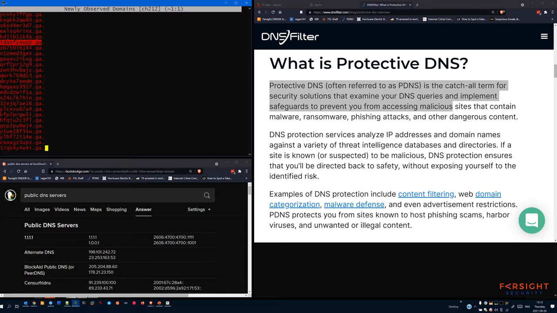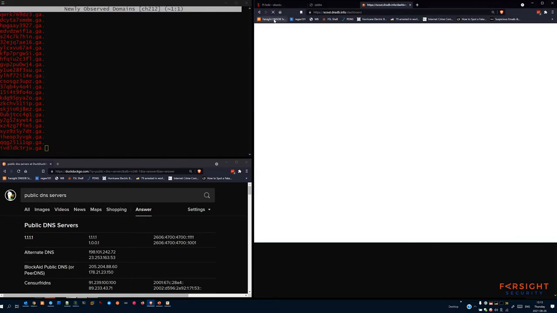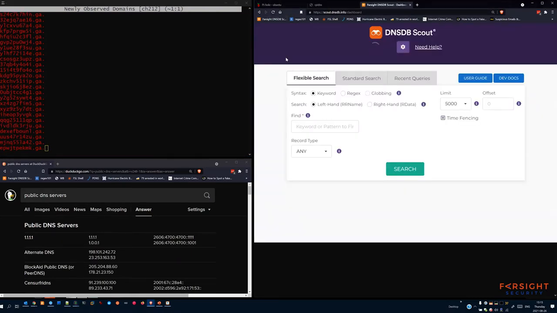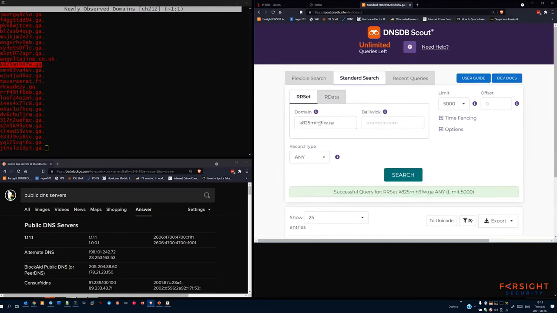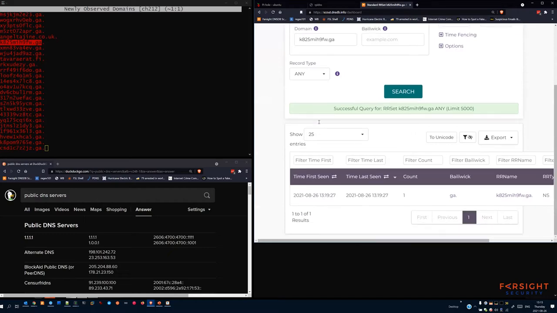But not only do we observe them, we also keep them in our database called DNSDB. What I just started on my screen is the DNSDB Scout, a graphical interface to that database. And I will demonstrate that the domain, which is still on the screen, has already been placed in the database.